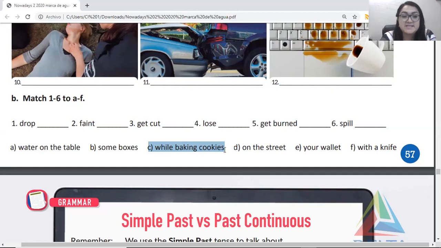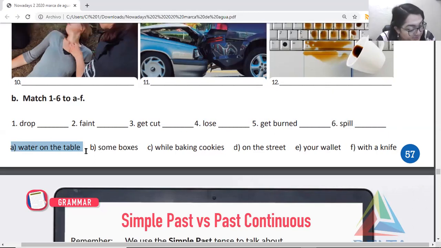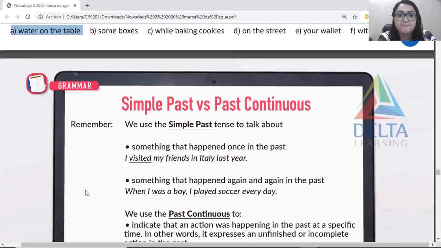Number 6 is letter A. Spill, derramar, water on the table. Spill water on the table. Okay, so please complete this vocabulary and then you will send me the picture. Luego me mandarán la fotografía.